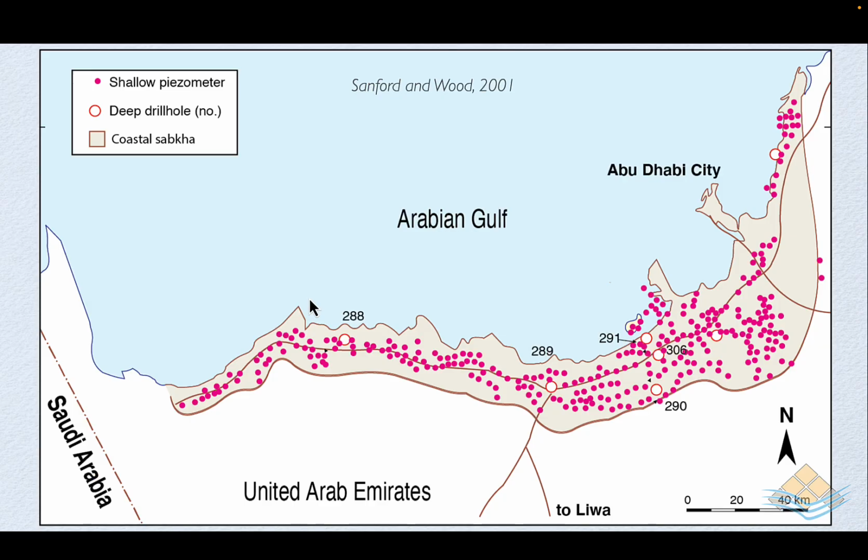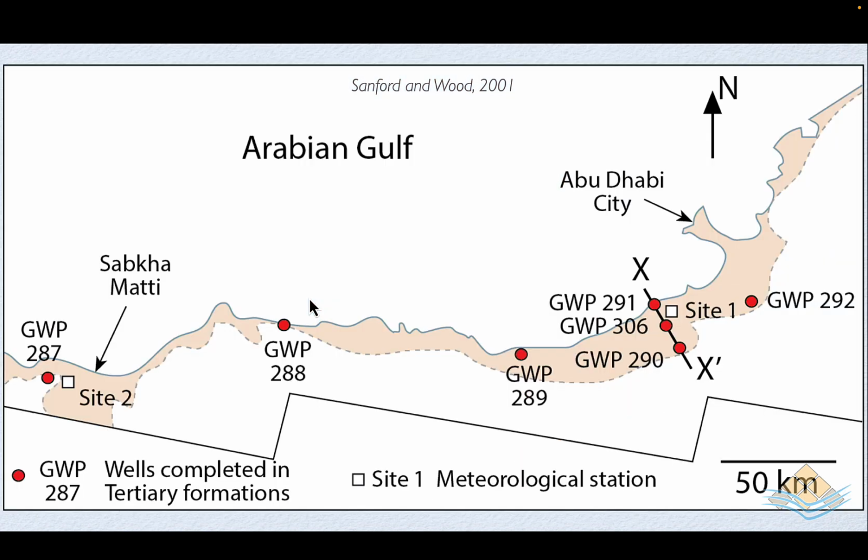This is the piezometer nests that they established across the whole of that coastal zone in the UAE. And they also had a number of drill holes. There's something like 450 shallow piezometer nests they monitored across the Sabkha. And they also drilled a sequence of 6 deeper wells down into the Tertiary succession. Here are the deeper wells that they completed in the Tertiary formations.